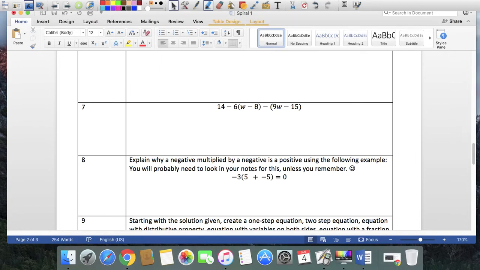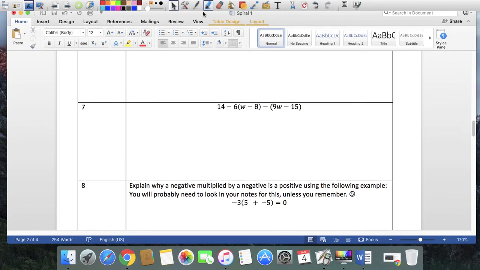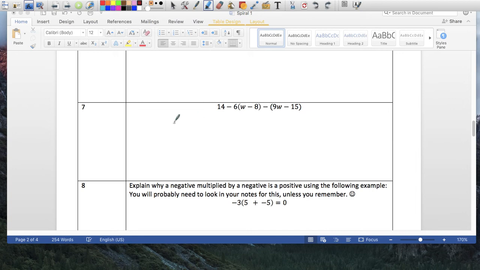This one is also combining like terms, but it has a little bit of the distributive property. So we have 14. The 14 is going to do absolutely nothing. So let's distribute the negative 6 here, right? Negative 6 times w is negative 6w. Negative 6 times negative 8 is positive 48. There's a negative sign in front of the parentheses here, so remember, put a 1 in there if you like. I think that's easier. So now we have negative 1 times 9w, which is negative 9w. Negative 1 times negative 15 is going to give us positive 15.